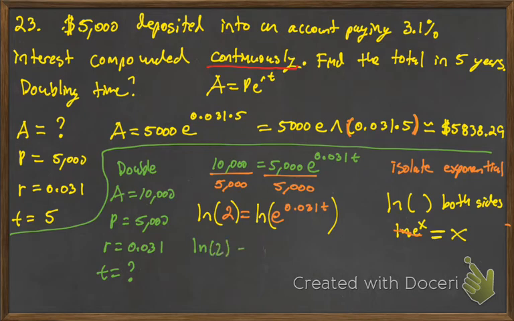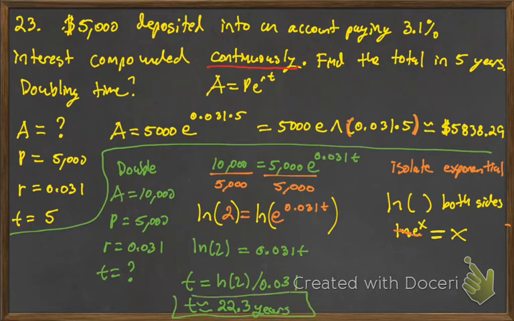And so we're going to have the ln of 2 is equal to 0.031t, and we'll divide both sides by 0.031, and that will give us approximately 22.3 years.